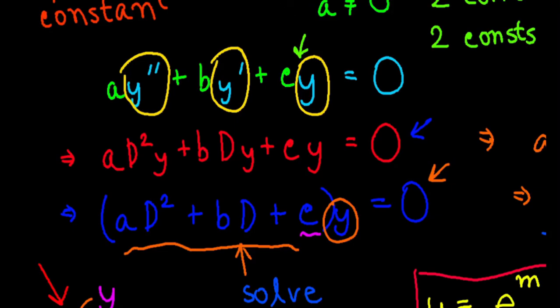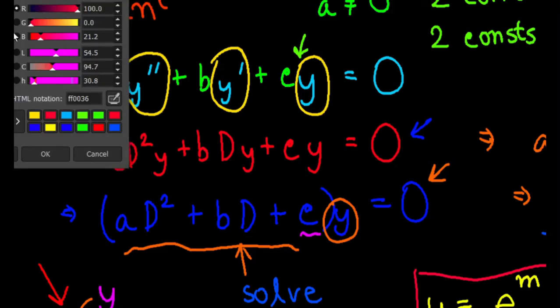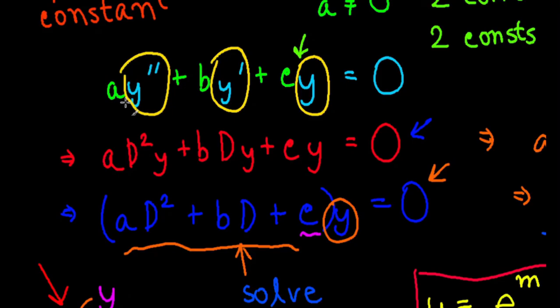Each one of these you just replace by the corresponding power of m. So the second derivative, you replace by m squared. The first derivative, you replace by m to the power 1, or just m. And the zeroth derivative, you replace by m to the power 0, or just 1. You don't really need to put anything here. c will just be by itself. So that's basically what I'm getting at.